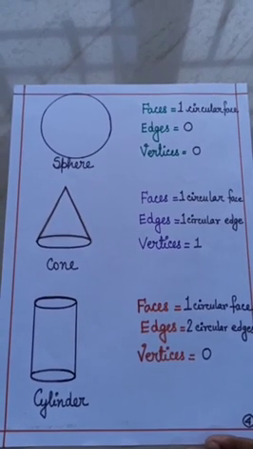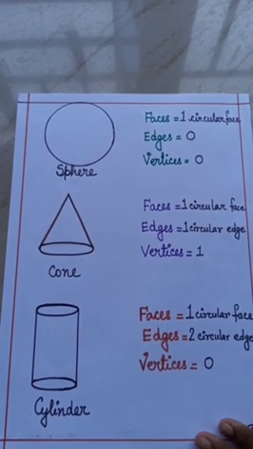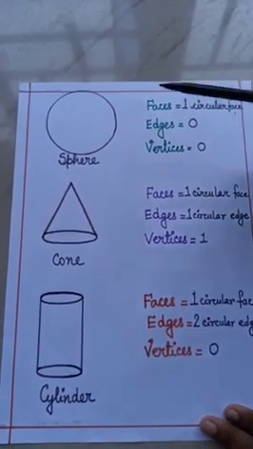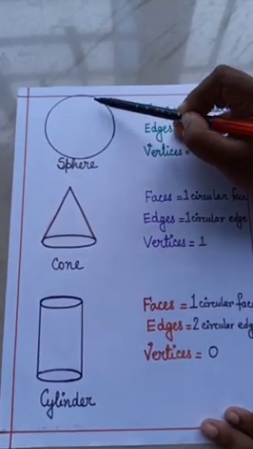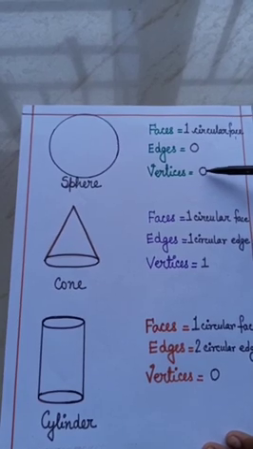Okay, so a sphere. A sphere is a 3D figure of a circle. Okay. A sphere has one circular face. One circular face means this one. A circular face. Edges. In a sphere, there are no edges and no vertices.